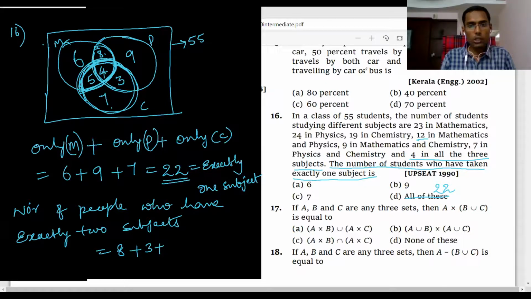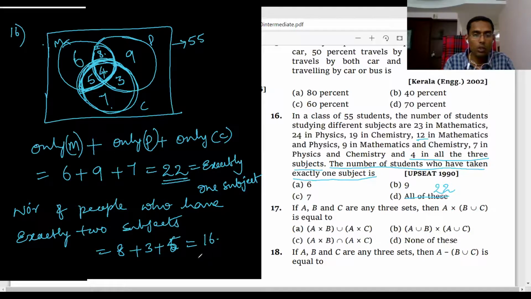From Vamshi Dubati, 16. Yeah, thank you. Okay, exactly 2 subjects. This is 5. Those who have taken math and physics but not chemistry, that is 8. Those who have taken physics and chemistry but not math, that is 3. Those who have taken math and chemistry but not physics means these 5 people. Total exactly 2 subjects is 16. That's correct. Now, those who have taken all 3 subjects is what?